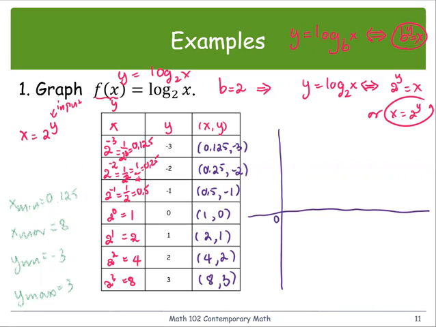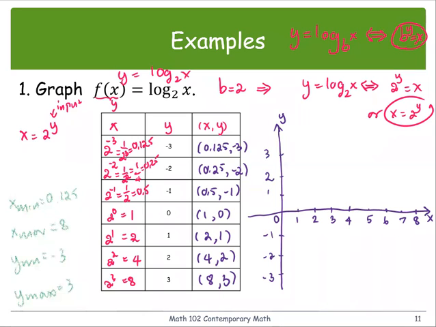This is the origin 0, 0. This is the x axis, and this is the y axis. So the x min is 0.125, the x max is 8. Make sure you have the scale to cover the value x equals 8. So break it down. This is 2, and this is 6, and then 1, 3, 5, 7. And for the y, the lowest is negative 3, and the highest is 3.